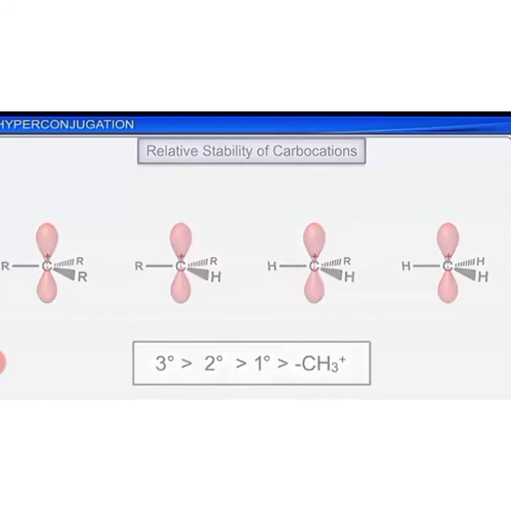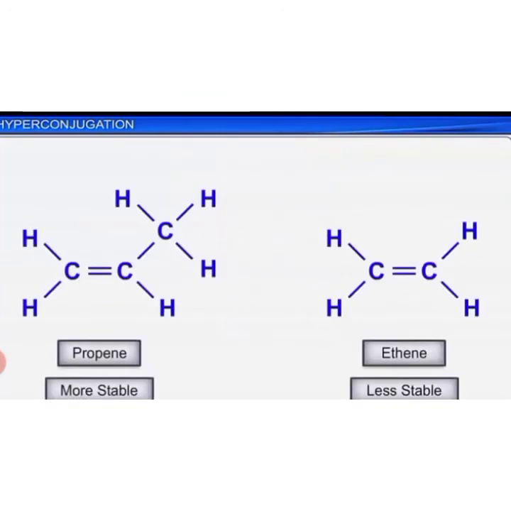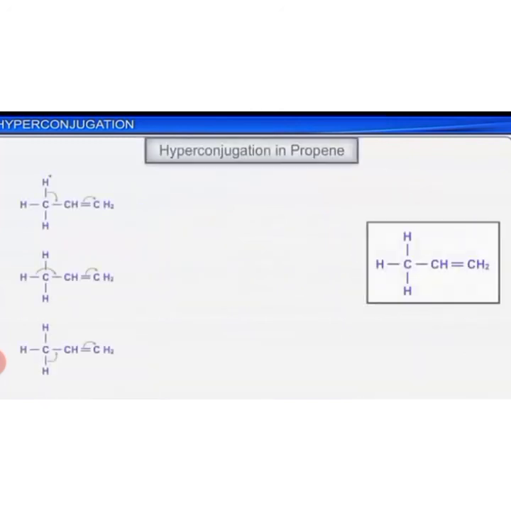Hyperconjugation also explains the stability of certain olefins over others. For example, propene is more stable than ethene because in propene there are three C-H hyperconjugated bonds which lead to greater stability.